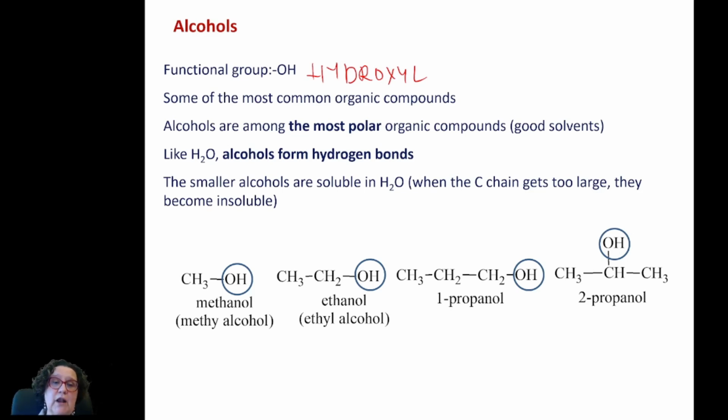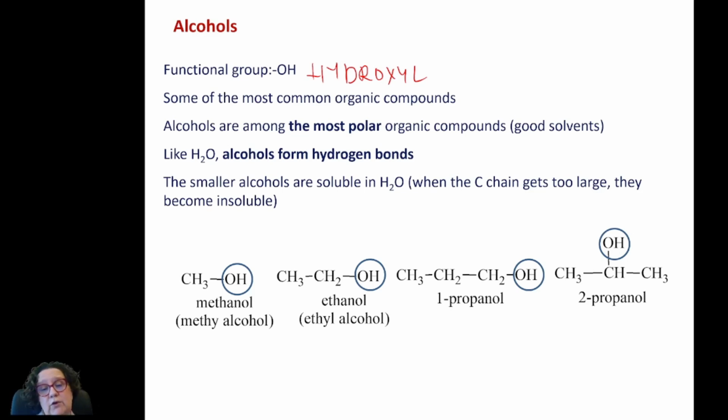How do you name them? Well, because they're an alcohol, the ending of the name would be -ol, and you name the number of carbon atoms you've got. So if you have one carbon atom, you have methanol, 2 carbon atoms, ethanol, propanol, butanol, pentanol, etc.